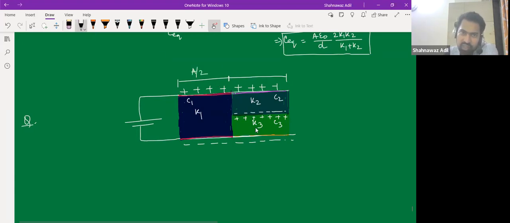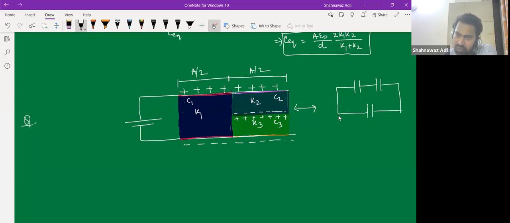These are K2 and K3, series or parallel? Sir, series. Yes, K2 and K3 are in series, and this K1 and this whole one are in parallel. Good, absolutely right. So the effective diagram would be K2 and K3 in series, and this is parallel with this one. So this is the effective diagram.